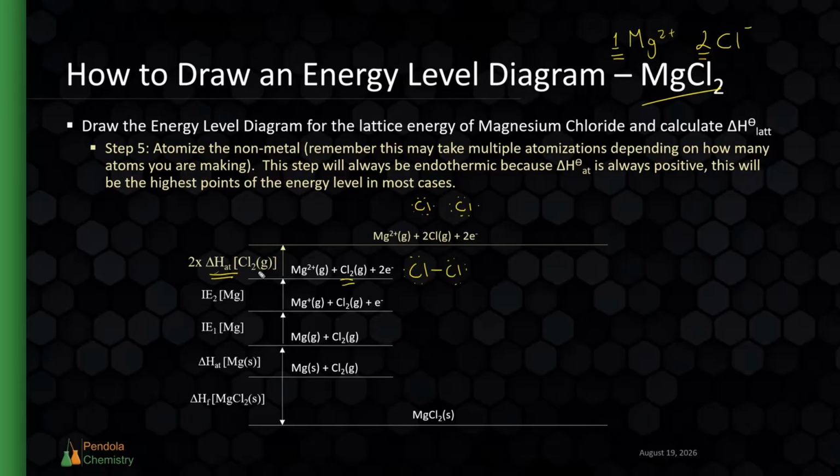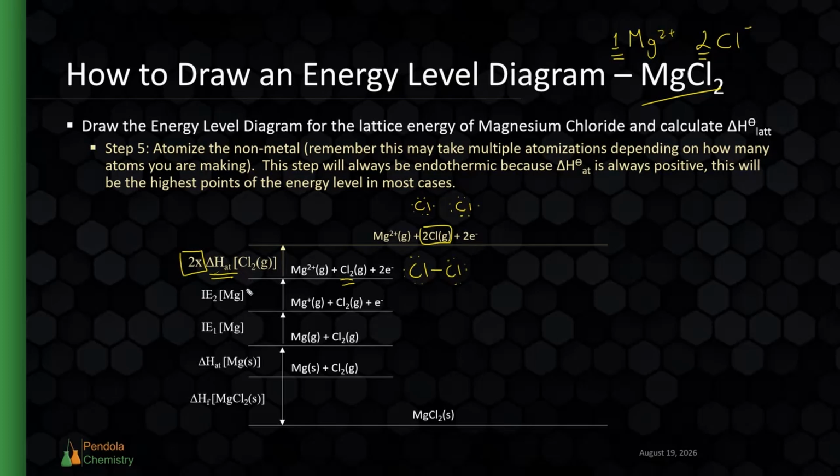But you have to be careful. Atomization is defined, if you remember from section 2, as the creation of 1 mole of atoms of the element. In this particular case, we're not creating 1 mole of chlorine, we're creating 2 moles of atoms of chlorine, meaning that this delta H atomization has to be multiplied by 2 because we're not creating 1 atom, we're creating 2 atoms or 2 moles of atoms. So this step right here is going to be 2 times the enthalpy change of atomization of chlorine.